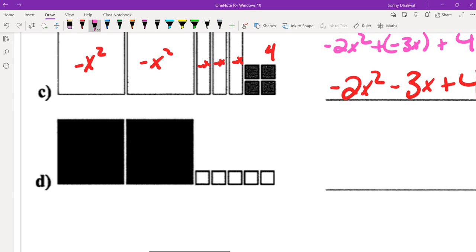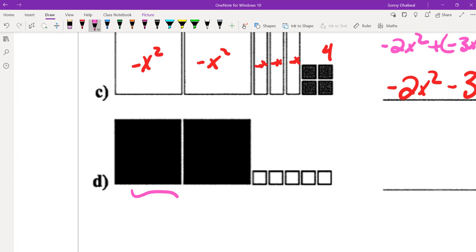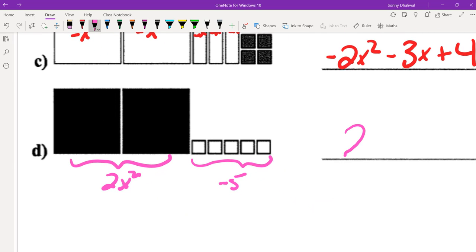Okay. Last one, Harmon. Me and you. So these are 2x squared. Plus negative 4x. Count, double check them. 5x. Negative 5x. Do you agree with Harmon? No. What did he do wrong? There's no x. The small ones are just whole numbers, right? So when you're writing it out, 2x squared minus 5.